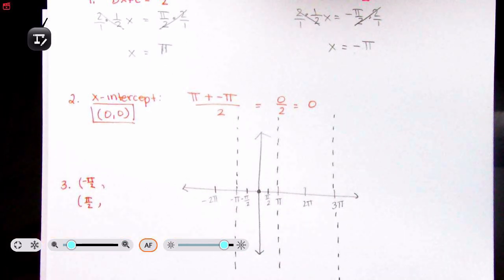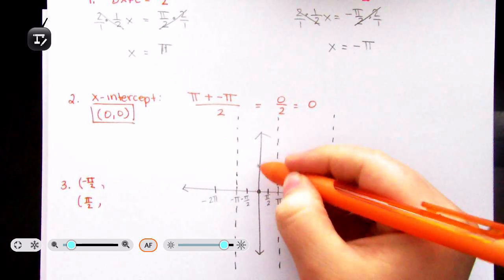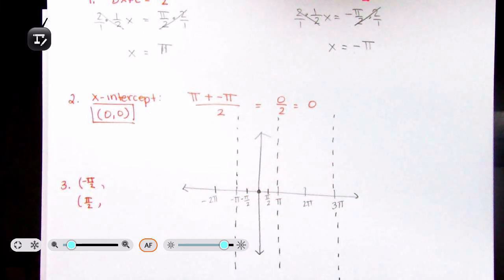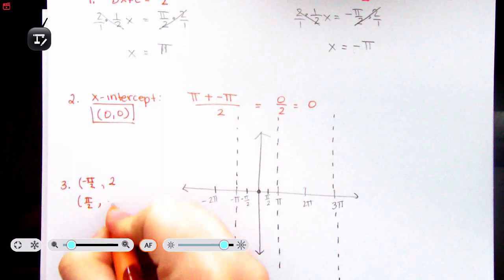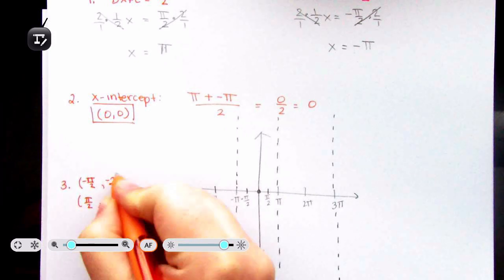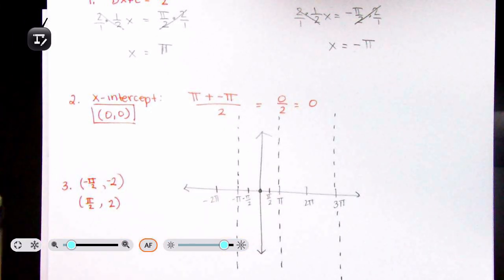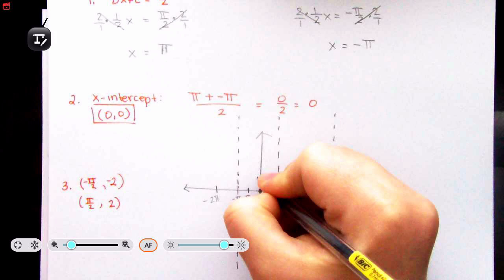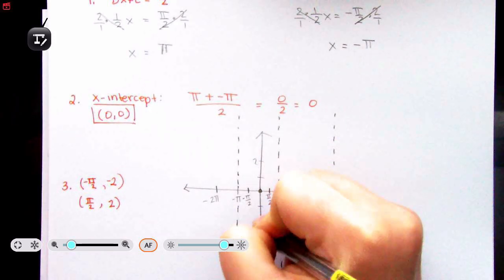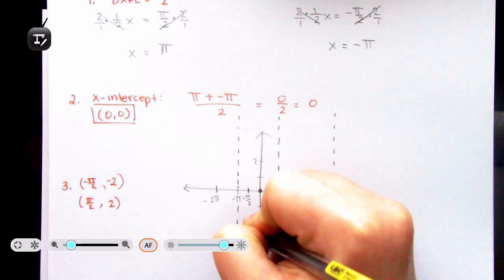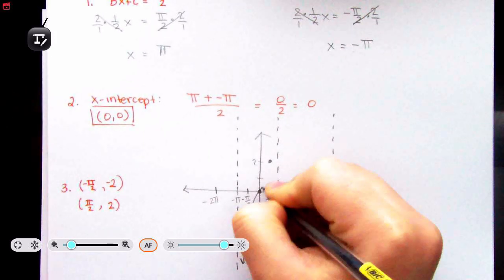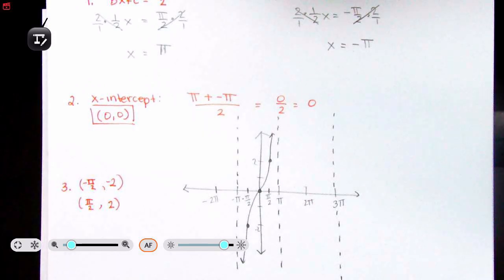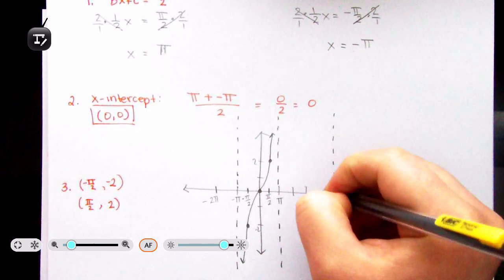So now we use our amplitude to find out how far up and how far down from our midline we go. In this case, our amplitude is 2, so we go up 2 and down 2. Make sure you have that in the correct spot because we are increasing. Here's 1, here's 2, here's 1, here's 2. So here is negative 2, here is positive 2, and we're going to increase from left to right. And again, here are the 2 points.